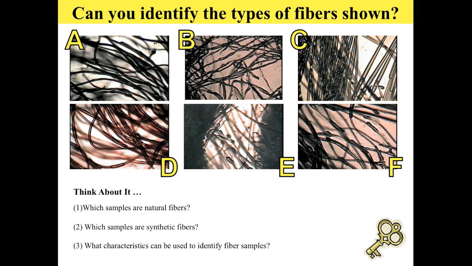Let's see if you can identify the types of fibers shown in the pictures. Do some research and try to identify the type of fiber in letters A through F. Then answer the 3 questions. Which samples are natural fibers? Which samples are synthetic fibers? And what characteristics can be used to identify fiber samples? Take a picture of your answers and upload them in Schoology.